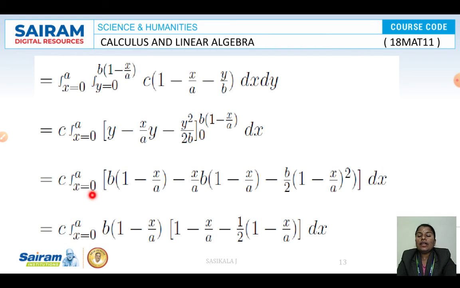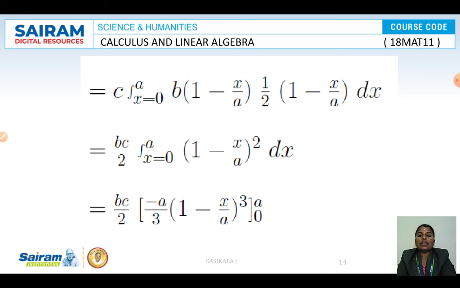Next, for the integration from 0 to a, substitute the limits. The lower limit will go to 0, so substitute only the upper limit, y equal to b of 1 minus x by a. Minus x by a into y, and here the whole square will come. Simplify this as much as possible before the next integration. So I got b of 1 minus x by a into 1 by 2 of 1 minus x by a, which is nothing but 1 minus x by a the whole square.